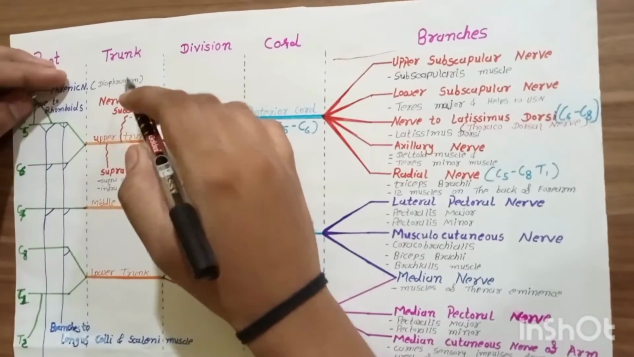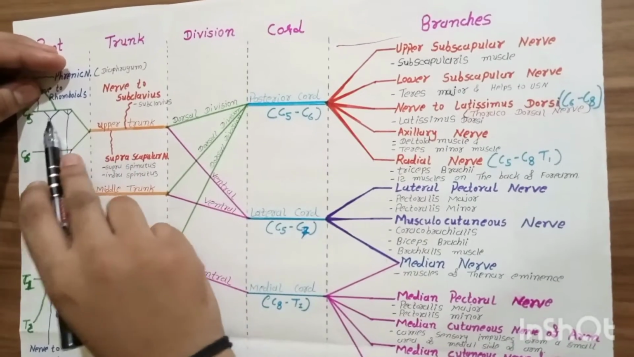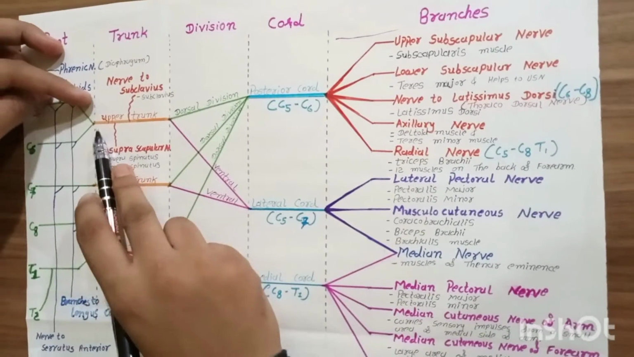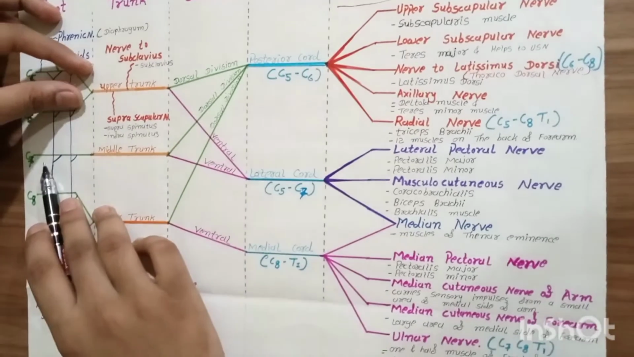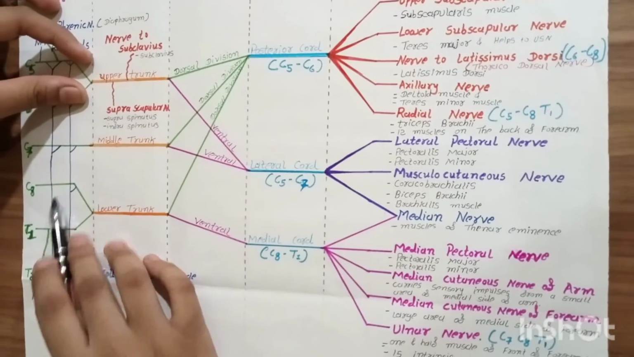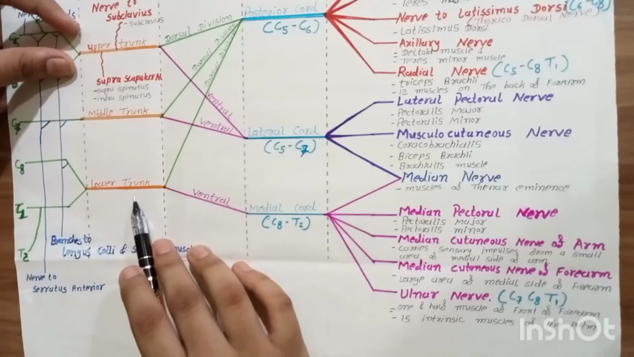Trunk. C5 and C6 unite to form the upper trunk. C7 forms the middle trunk. C8 and T1 unite to form the lower trunk.